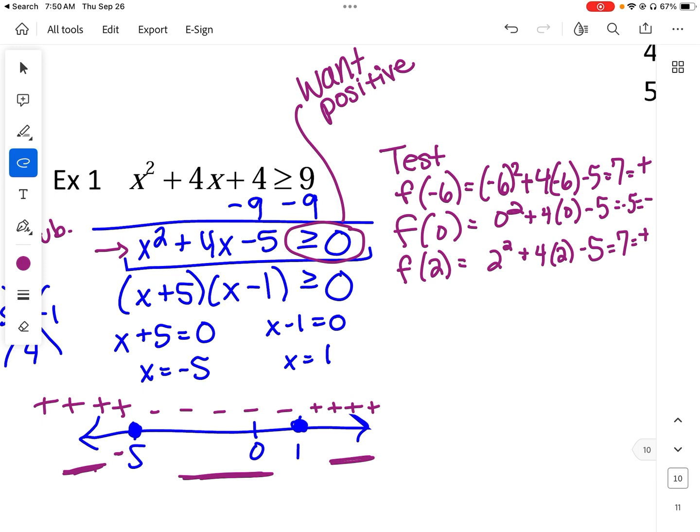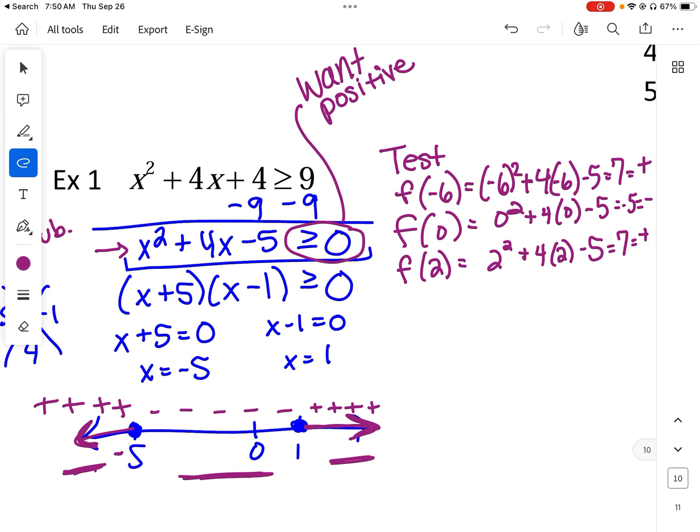So now we look back at our original inequality, x squared plus 4x minus 5 is greater than or equal to 0. Since we are saying it's greater than or equal to 0, we want only positives. So the areas that are positive are what we are going to shade as our solution.